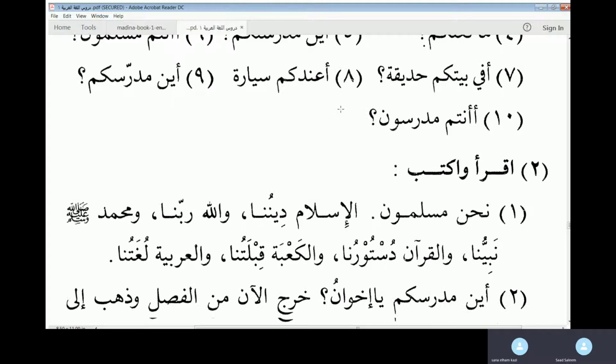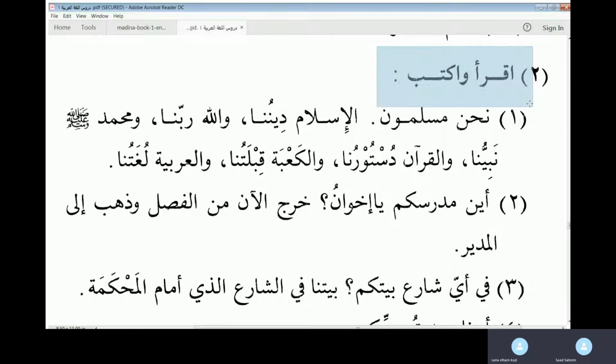Read and write: nahnu muslimun, we are Muslims. Allahu Rabbuna wal-Islamu Deenuna wal-Nabiyyu Muhammadun sallallahu alayhi wa sallam Rasuluna, wal-Qur'anu al-Karimu Kitabuna, wal-Ka'batu Qiblatuna, wal-Arabiyyatu Lughatuna. We are Muslims. Allah is our Rabb, our Lord. And Islam is our religion. And our Prophet is Muhammad, peace be upon him, is our messenger. And Quran al-Kareem is our book.